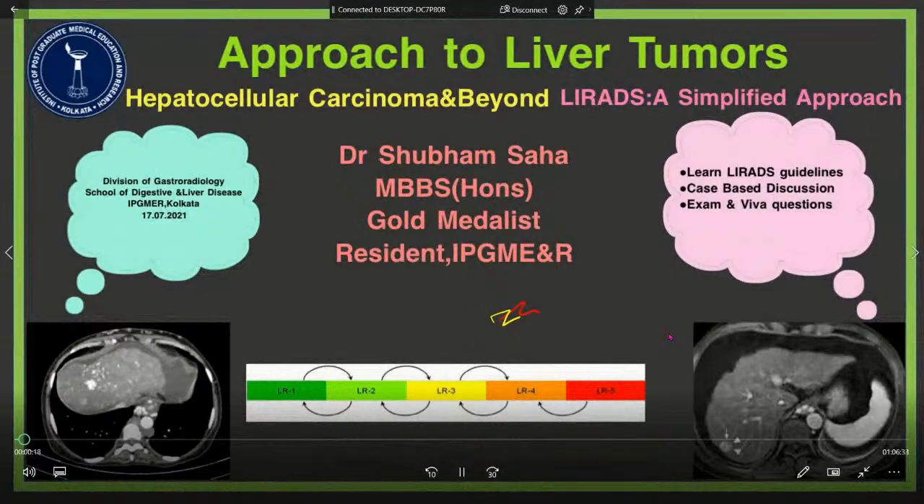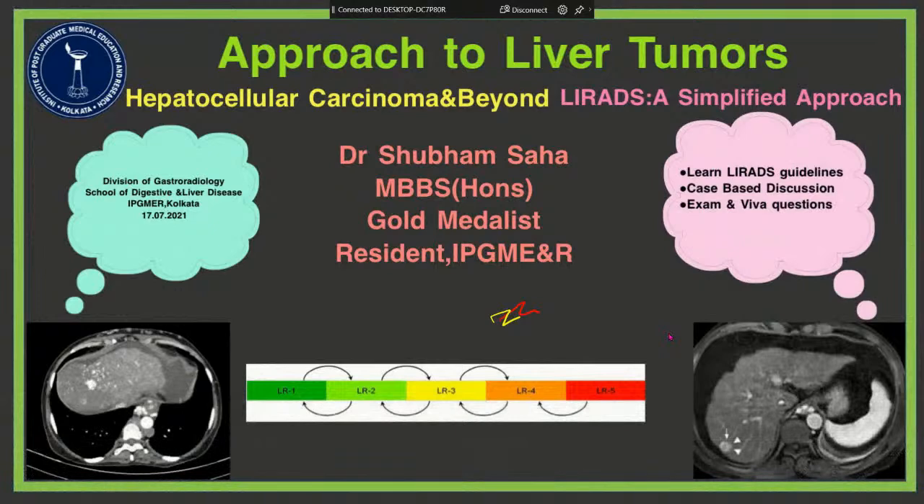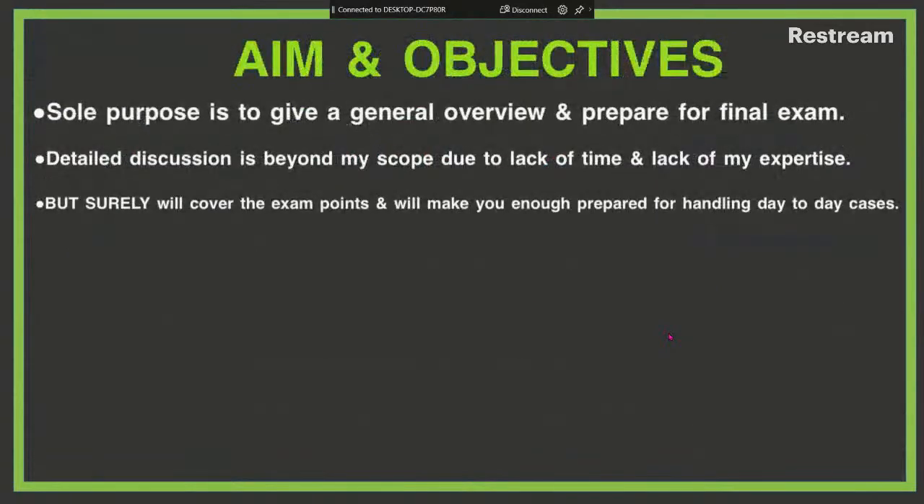Topic is approach to liver tumors, hepatocellular carcinoma and Lirads. Now from the title, it is very clear that I have deliberately clubbed two or three topics under a single heading. So this is my aims and objectives.